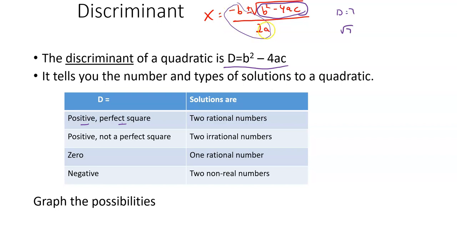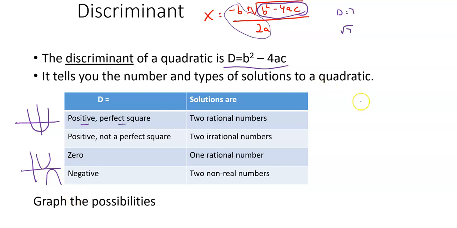And so the first two cases, positive being either a perfect square or not a perfect square, that means it's going to cross the axis twice. Where? Well, I don't know. Maybe it crosses it here and here. Maybe it's upside down and it crosses it at two places. If the discriminant is 0, we're going to end up with something like this, where it hits the axis once, or maybe something like this, where it hits the axis once.